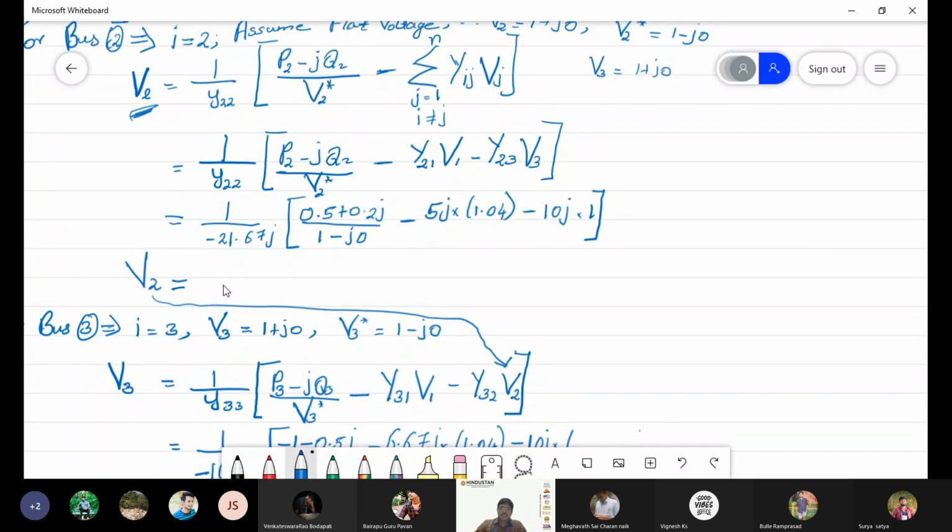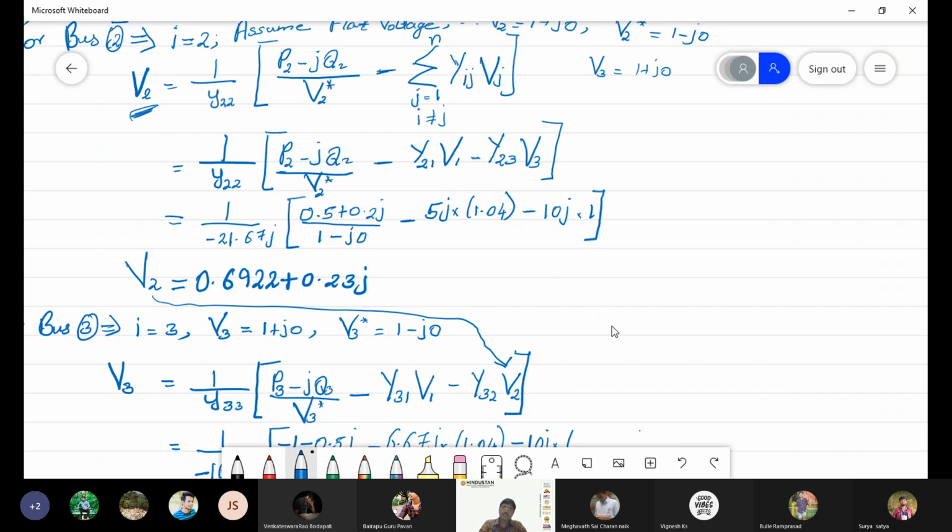Okay, otherwise I will write it here. The answer is 0.6922 plus 0.23J. So this is the value we got for V2.